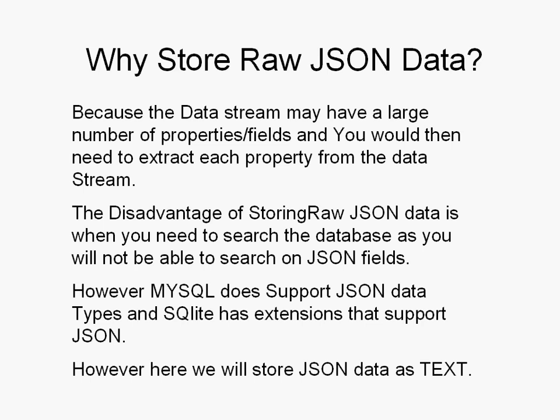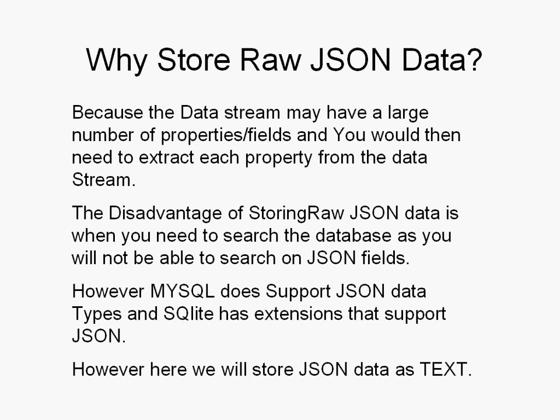The main reason is your data stream might consist of a large number of properties, large number of objects, and you'll see when we actually do this that you need to extract the fields from those objects in order to actually put them into columns. That means that if you had about 40 fields in the incoming data stream, then you do have to extract all those 40 fields to put them into database columns. Now, the disadvantage of storing raw JSON data is if you need to search the database, which you will, that's the idea of actually storing it into a database to make the data easily accessible, then you won't be able to search on those JSON fields.